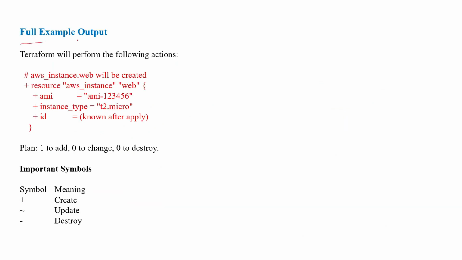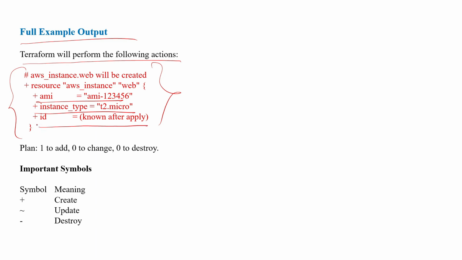So this is the full example of the output. Terraform will perform the following actions. Like this, you can see here. This is the same that we have seen so far. This is the AMI ID. This is the instance type. Plus ID known after apply. The ID of the instance will be available only once your instance is created. When we create a virtual machine in the cloud, an instance ID is assigned. That's why it says known after apply. That means once the virtual machine is created, after that the ID will be known.